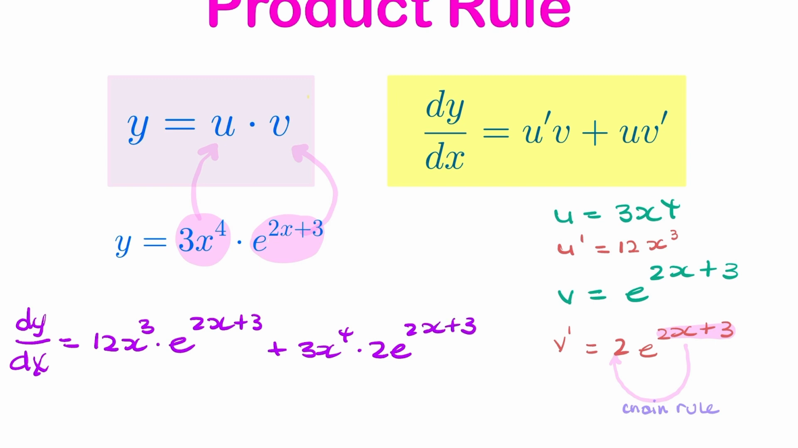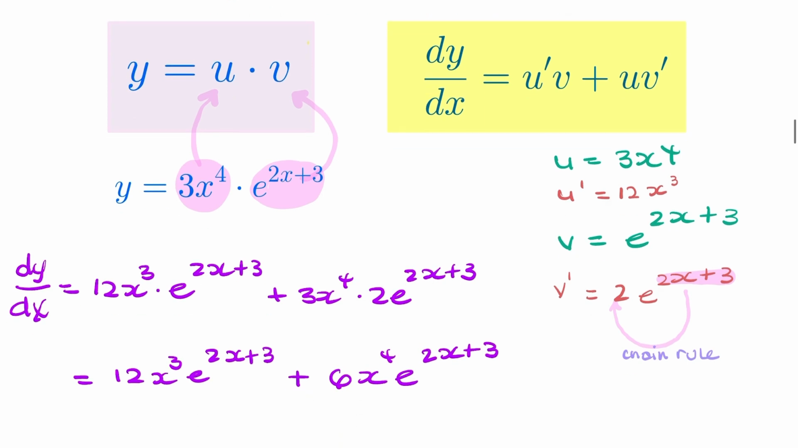So that's your answer. I think we can simplify that by multiplying the 2 by 3. So you'd end up with 12x cubed e to the 2x plus 3 plus 6, that's 3 times 2, x to the power 4 e to the 2x plus 3. There's no need to simplify it any further. That's your final answer.